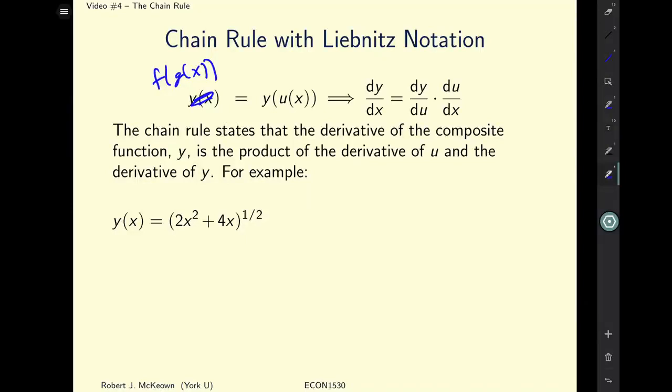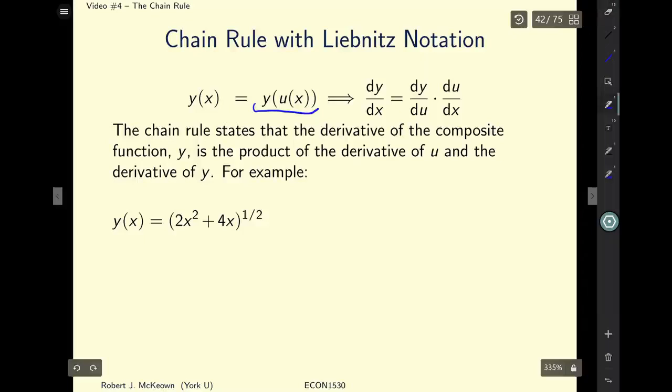And then you notice that this looks a lot like f of g of x, except we've got y of u of x. And if we look to find the derivative of this, well, maybe I will leave it as y. If we want to find the derivative of y with respect to x, then we take the derivative of the outside multiplied by the derivative of the inside.